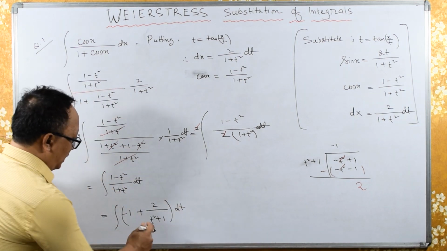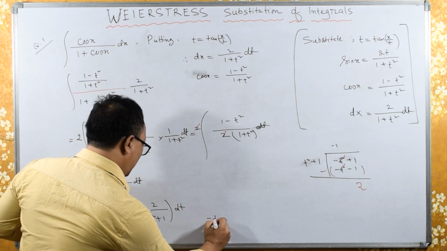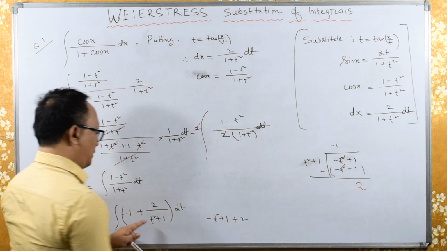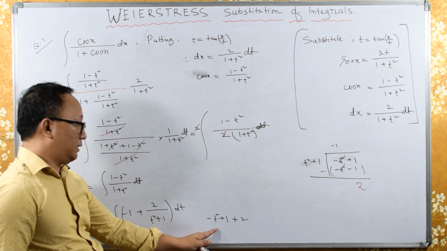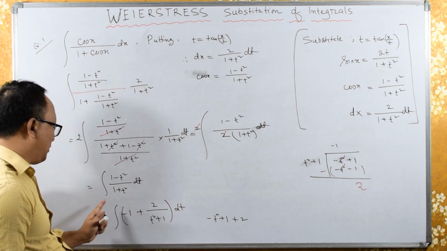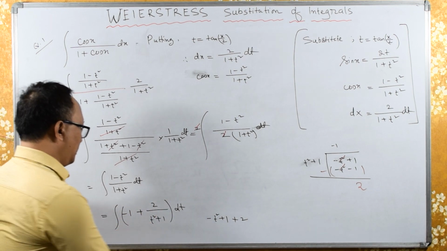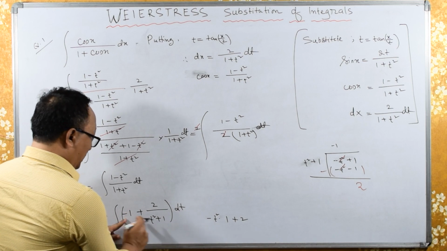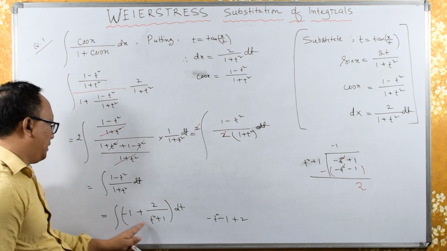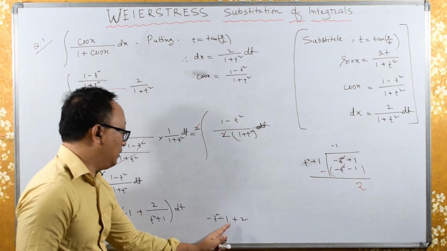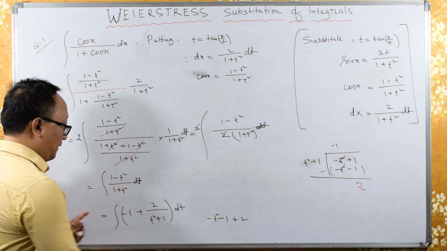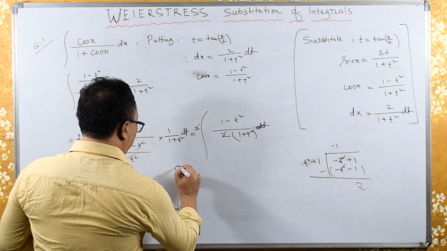Otherwise you can check. If you take LCM, what will we get? Minus (t square plus 1) plus 2 is the numerator, and the denominator is t square plus 1. If I multiply this out, minus t square minus 1 plus 2, here you will get minus t square plus 1. Therefore this is the same.